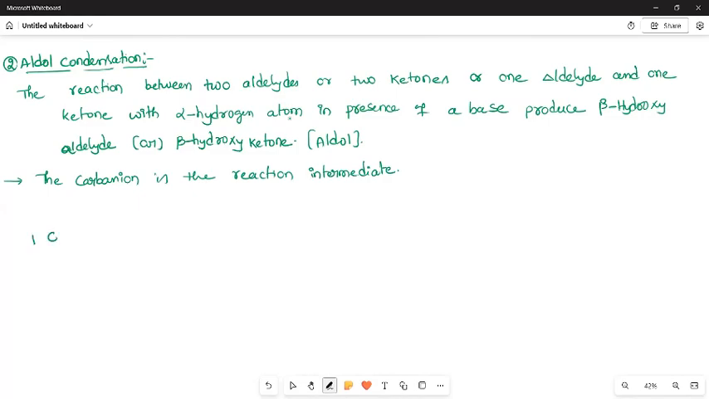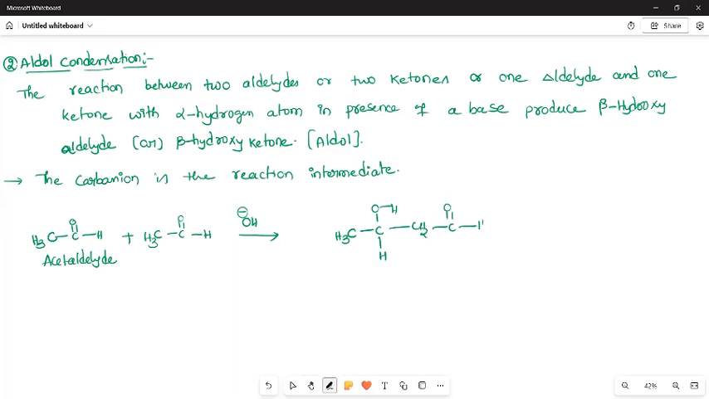For example, I am taking two molecules of acetaldehyde, acetaldehyde plus another acetaldehyde, in presence of a base, any OH minus. Don't worry about the counter ion, Na plus or K plus, no issue. The only thing is we require a base. It will produce CH3 CHOH CH2 C double bond O H.